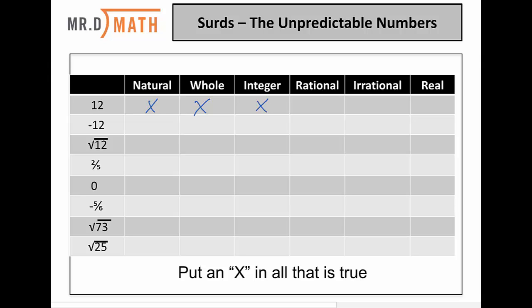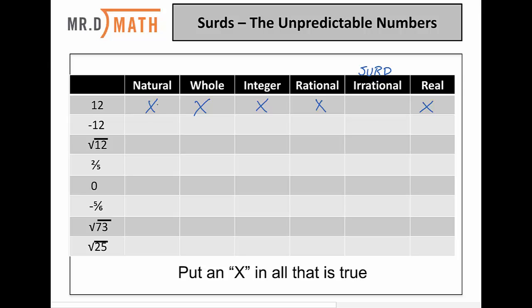Is it rational? Yes. Now watch this, because I can write 12 as a fraction. So yes, but remember, numbers are either rational or they're irrational, and I'm going to write surd here because we also mean that it could be a surd. So watch what's going to happen. If I put an X here, no X goes here. And it's also a real number because it could be a natural, whole, integer, and rational, so that makes it real.